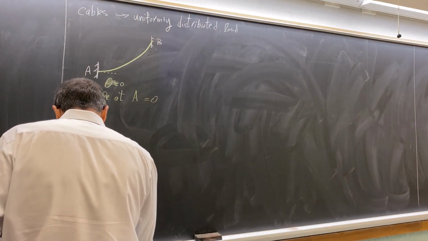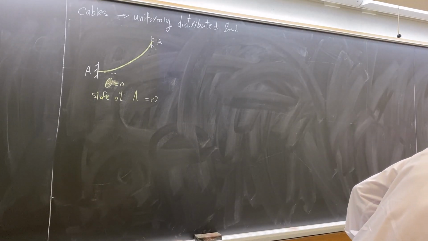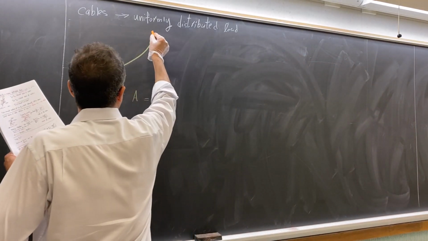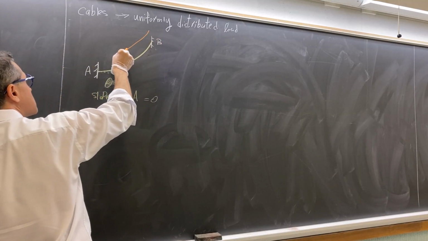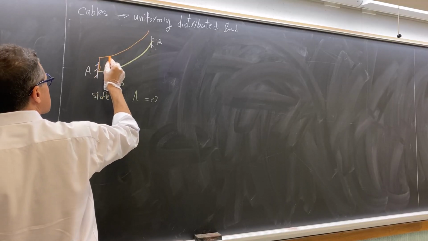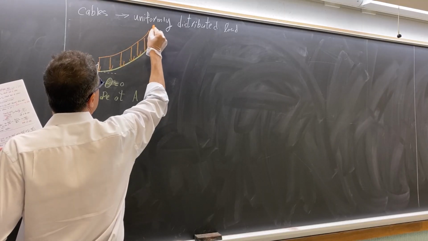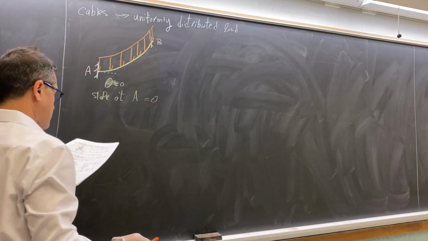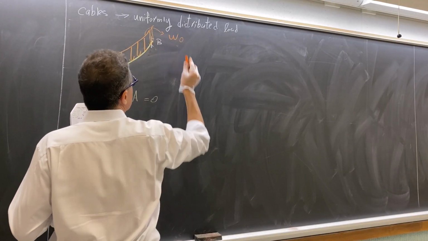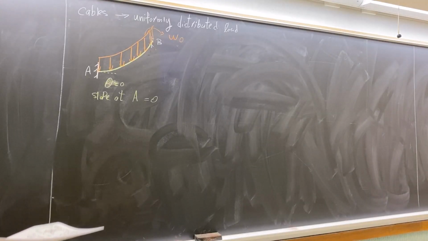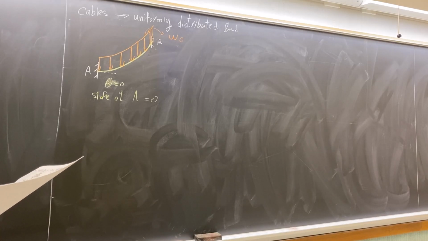We have uniformly distributed load acting on this cable, downward, and it is uniform. We show it with w0. So for example, w0 is 5 pounds per foot, for example.